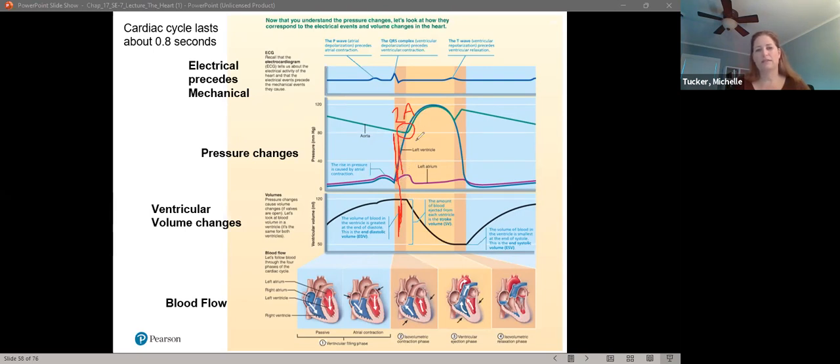The pressure builds, the semilunar valves open. Pressure continues to force blood out either through the pulmonary trunk or through the aorta. Volume shows a steady decline, okay? Because we're contracting, we're pumping blood out. The AV valves are closed, so we're not getting more blood in. Semilunar valves have opened, pumping blood out. The volume is going to steadily decline. The pressure starts to decline too, as the ventricles are going to start to relax.